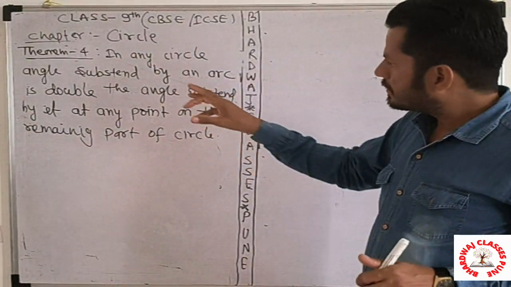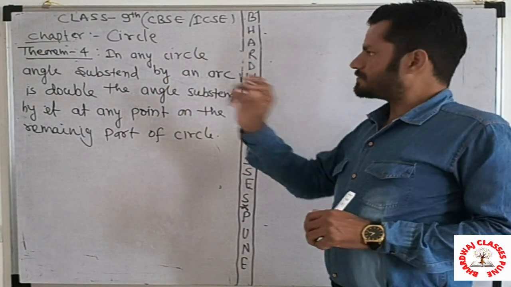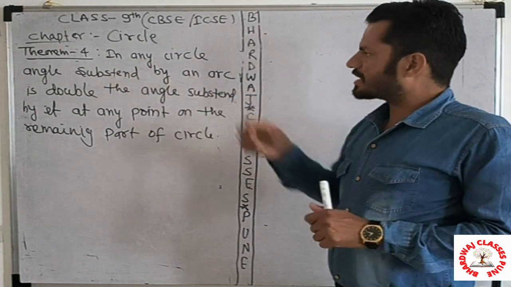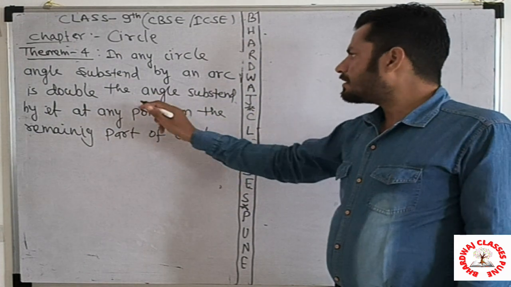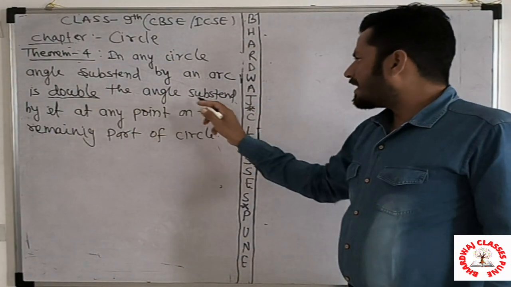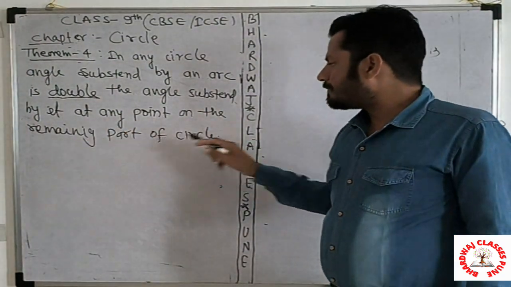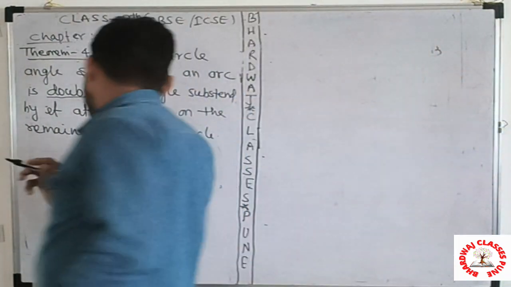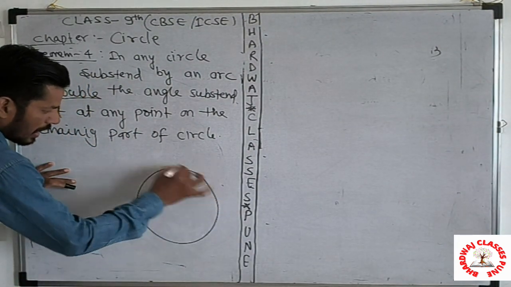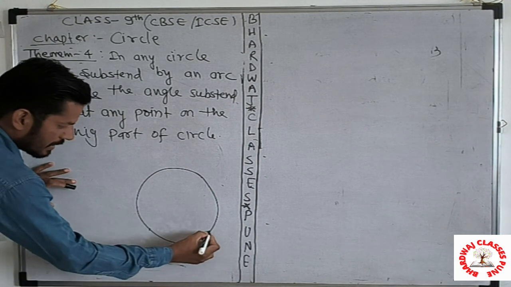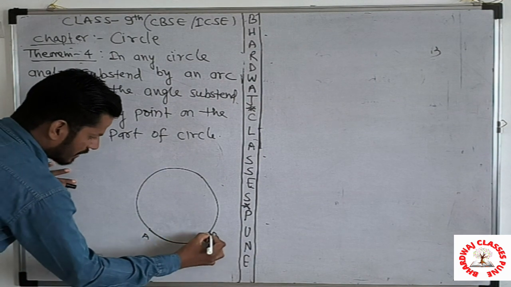Hi guys, the fourth one is again very important. What does the theorem say? In any circle, the angle subtended by an arc is double the angle subtended at any point on the remaining part of the circle. What is the meaning of this? Let us suppose this is a circle and this AB is an arc. Got it?